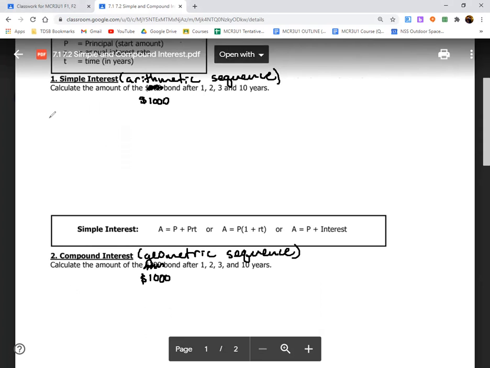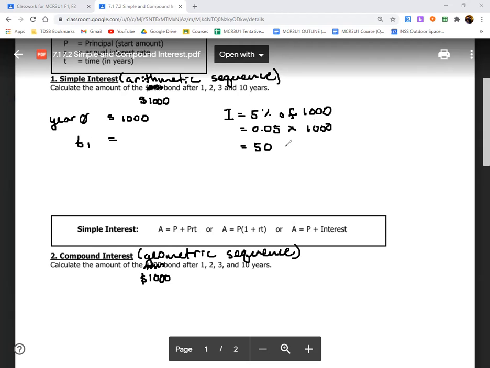In the first year, so right now, I'm going to say year zero. It doesn't really count. Right now, I have $1,000. Well, how much interest do I earn after 1 year? Well, it's at 5%, right? So what is 5%? So interest, I'm going to do capital I. Interest is equal to 5% of 1,000, which is the same as 0.05 of 1,000. And if you do that in the calculator, it will turn into $50.